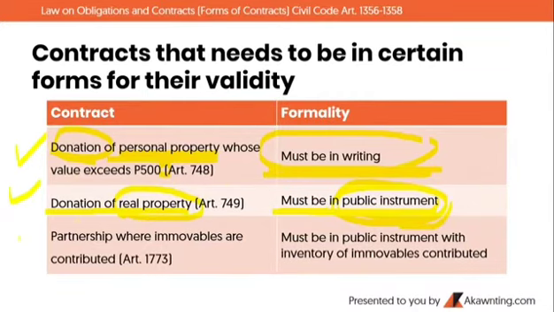Next. So, nabanggit natin last time na partnership are consensual contract. However, there are exemptions. Okay? So, ano yung exemption natin? Ito, partnership where immovables are contributed. Every time na meron tayong i-contribute na, let's say, land, building, or any other immovable properties sa isang partnership, kailangan the partnership contract must be in public instrument, okay, together with the inventory of immovables contributed. Kasi kung hindi yan nasunod, void po yung contract of partnership natin.